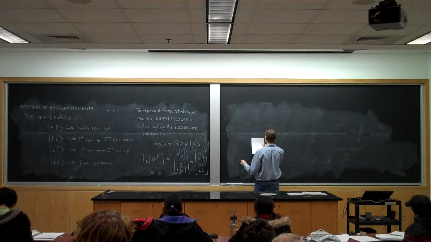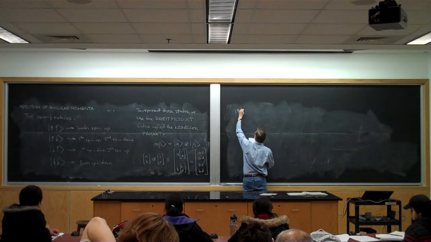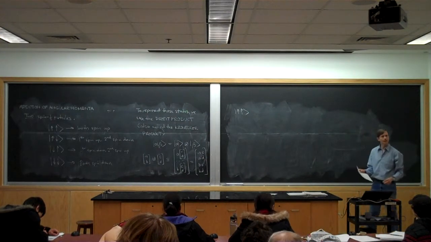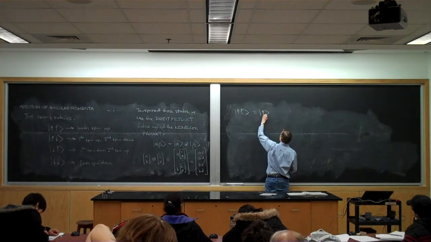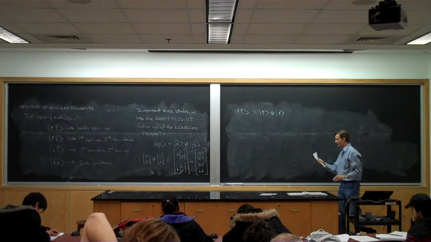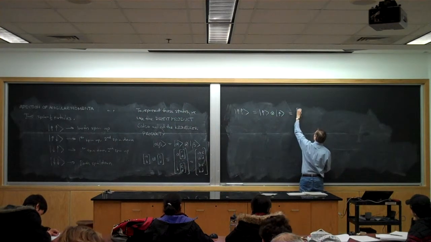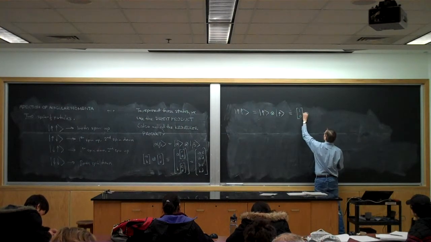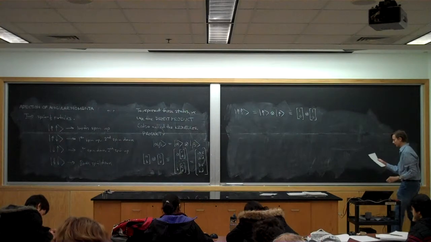And, you know, again, it's like, huh? What are you doing that for? Well, let's watch what happens. So, plus plus, or in my notes, up up, two spin up guys, is the direct product of first particle is spin up state with second particle is spin up state. And first particle spin up means its spinor is 1, 0. And second particle is spin up means its spinor is also 1, 0.